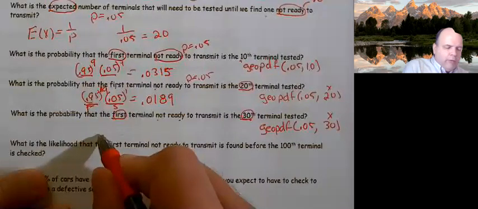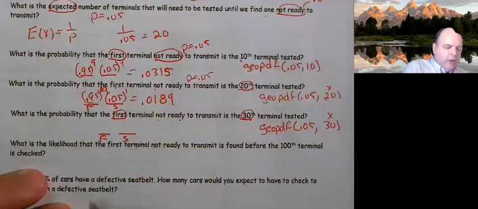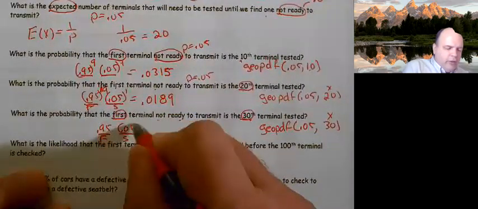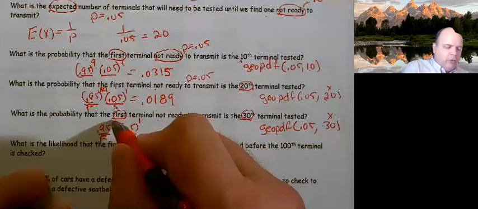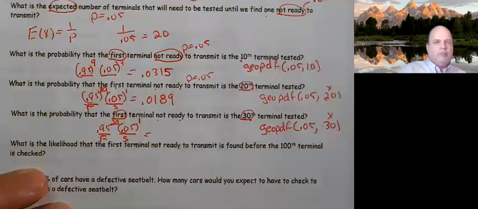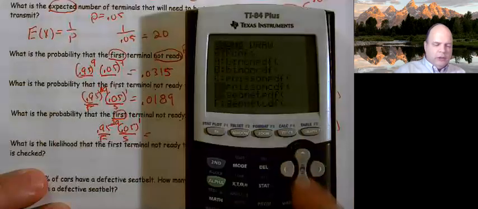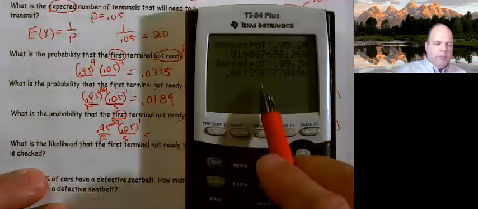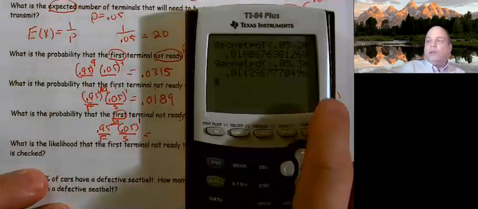My actual work for credit is this. These are fails. This is success. This is 0.95. This is 0.05. The success is always to the power of 1. 30 minus 1 is 29. So second vars, geometric PDF, 0.05, X value 30. And we get 0.0113.